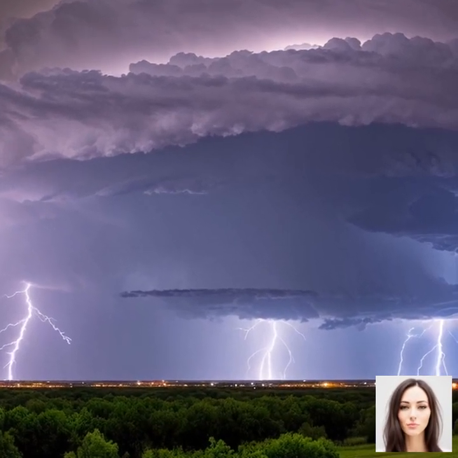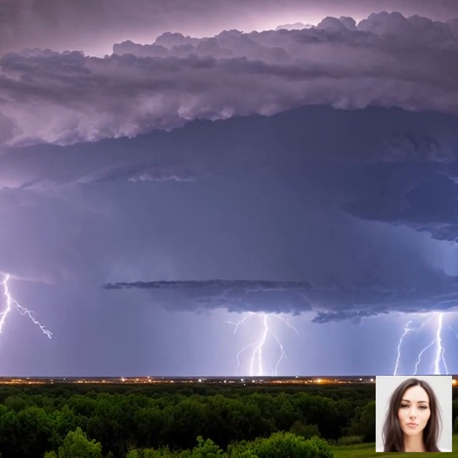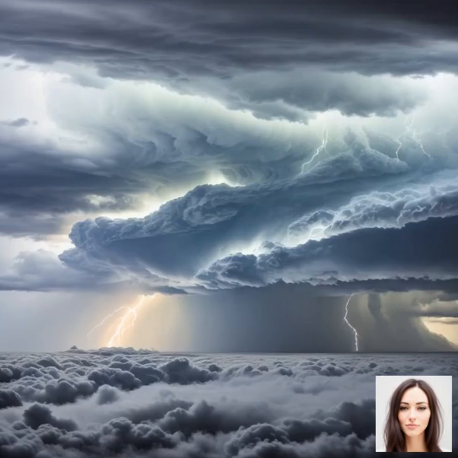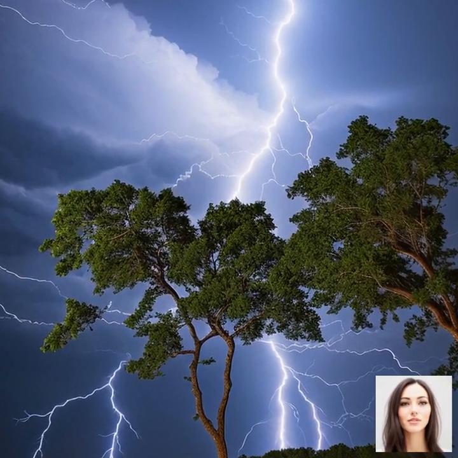First, let's talk about cloud to ground lightning, which is probably the most familiar type for many of us. As the name suggests, this type of lightning occurs when an electrical discharge connects the negatively charged base of a storm cloud to the positively charged ground below. This connection creates a path for the electrical current to travel, resulting in a brilliant flash of lightning.